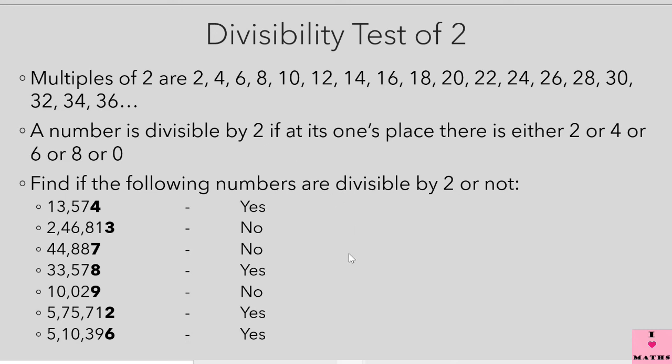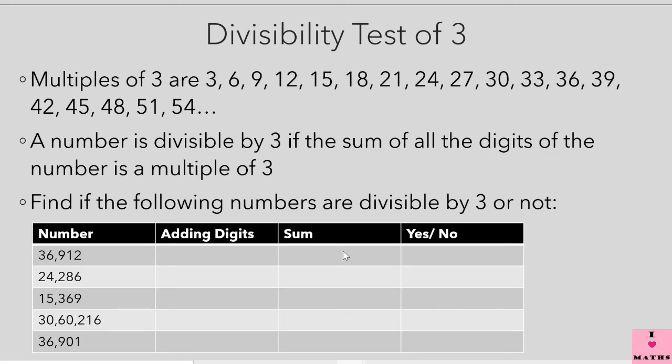Okay, let's see the divisibility test of 3. Divisibility test of 3. Multiples of 3 are 3, 6, 9, 12, 15, 18, 21, 24, 27, 30, 33, 36, 39, 42, 45, 48, 51, 54.